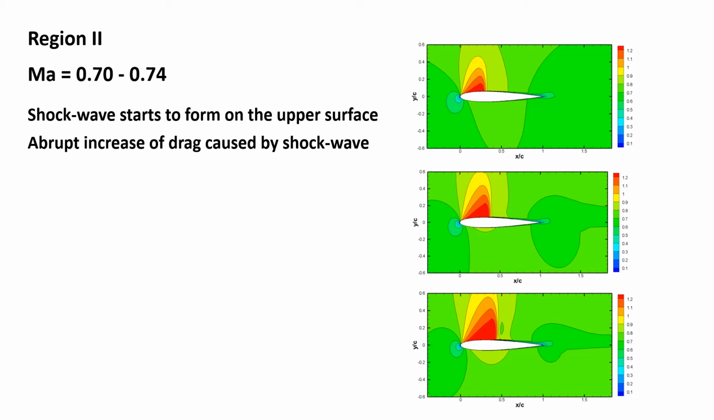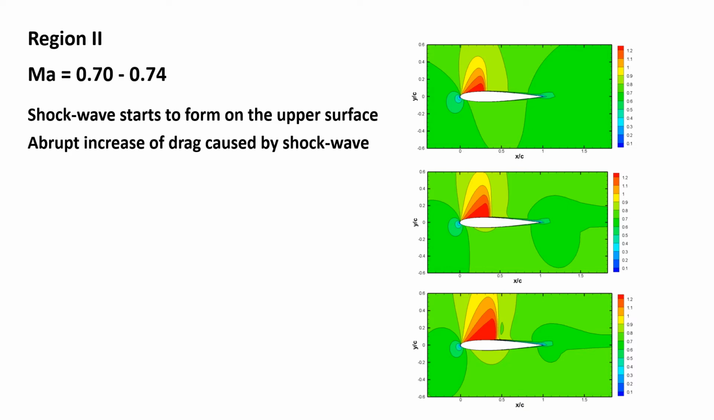First of all, we have a supersonic region, and the supersonic region is actually not very weak, so the peak Mach number can reach about 1.2. And what else? We can see there's a normal shock wave terminating the supersonic region, and by increasing the Mach number, the shock wave moves downstream.